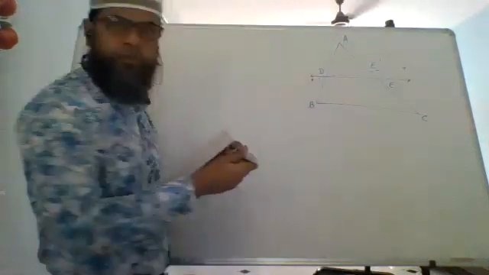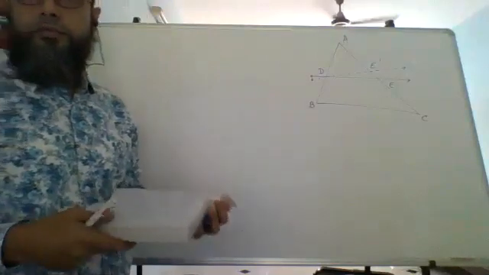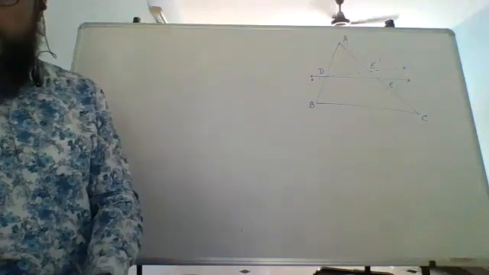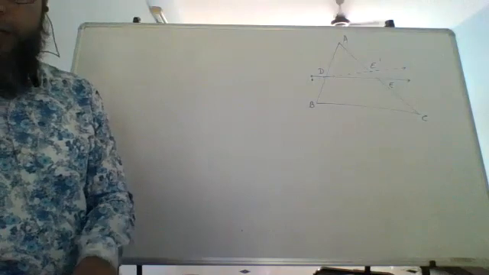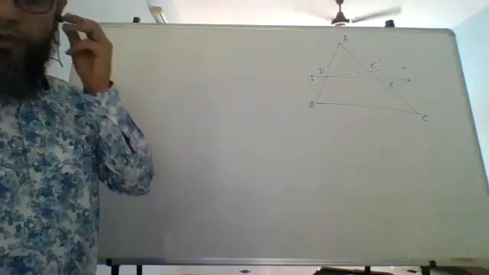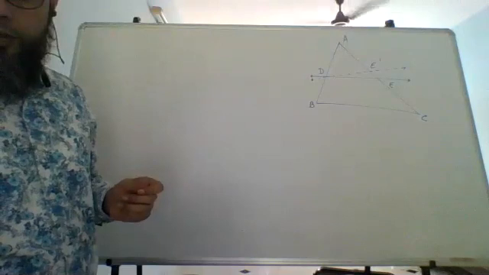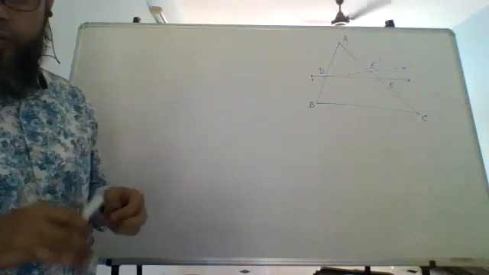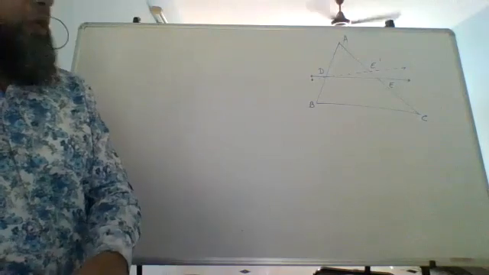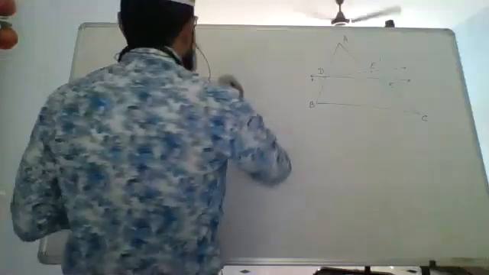Draw this diagram. Draw this diagram also. It says if a line divides any two sides of a triangle in the same ratio, then the line is parallel to the third side. So what is given to us over here?